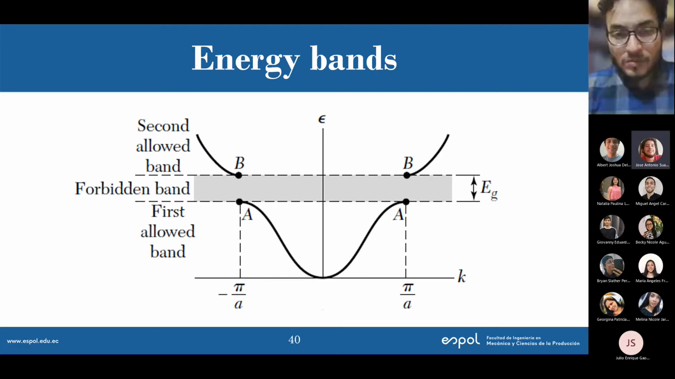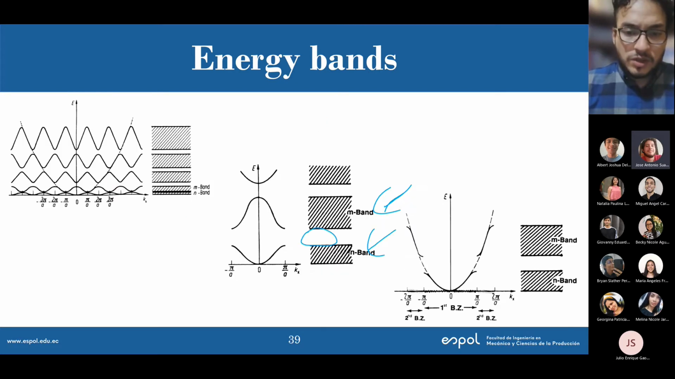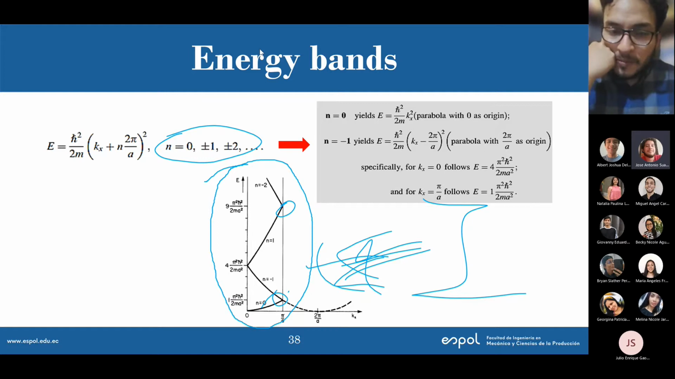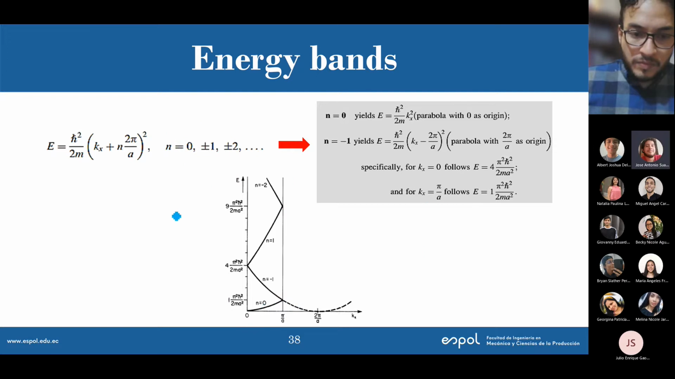Yes, I have a question. Yes. In the last slide, in this case, this case is not similar to the electron in a potential well, because we have two infinitely high potential barriers, at 0 and pi over a, or I'm confused.